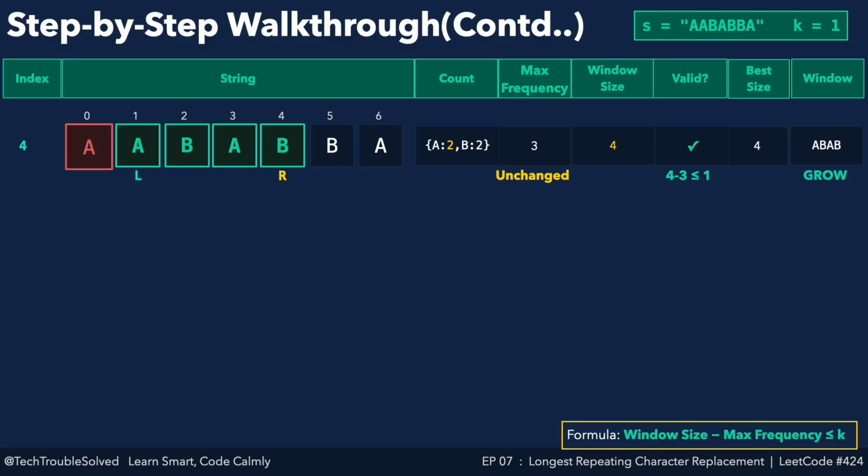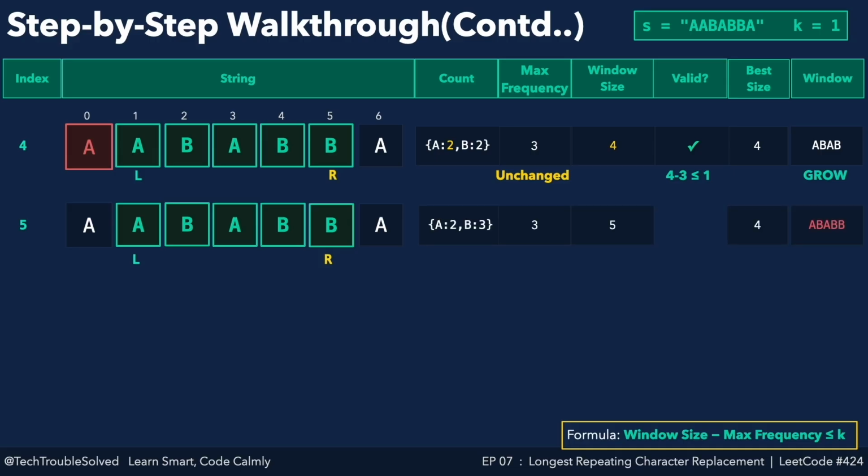Window ABAB. R moves to index 5. B enters. Window tries size 5. Formula breaks again. Shrink once. Drop A at index 1. L moves to index 2. Window is now BABB. Size 4. Max frequency unchanged at 3. Formula 4 minus 3 equals 1. Valid. Base stays at 4.